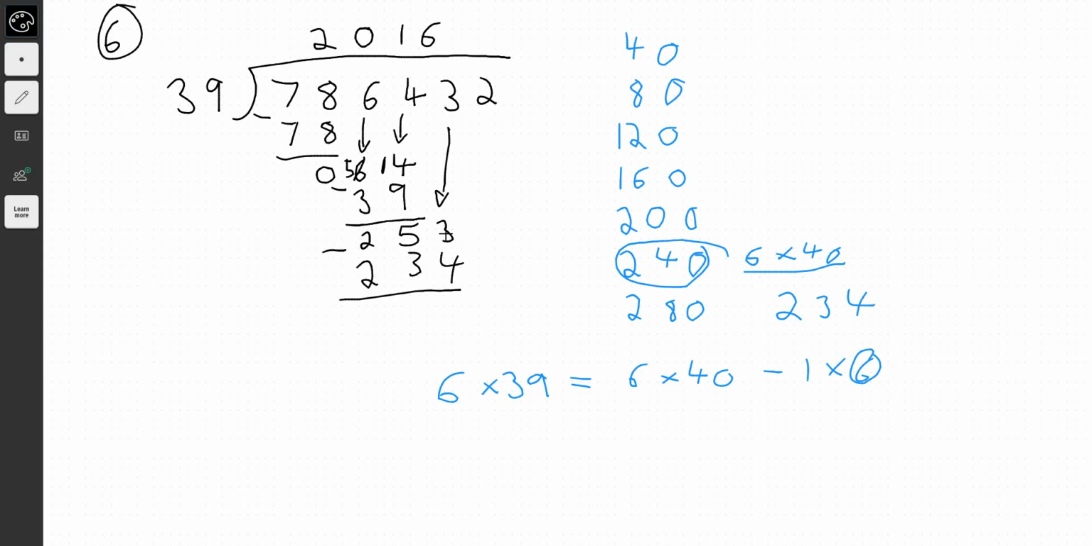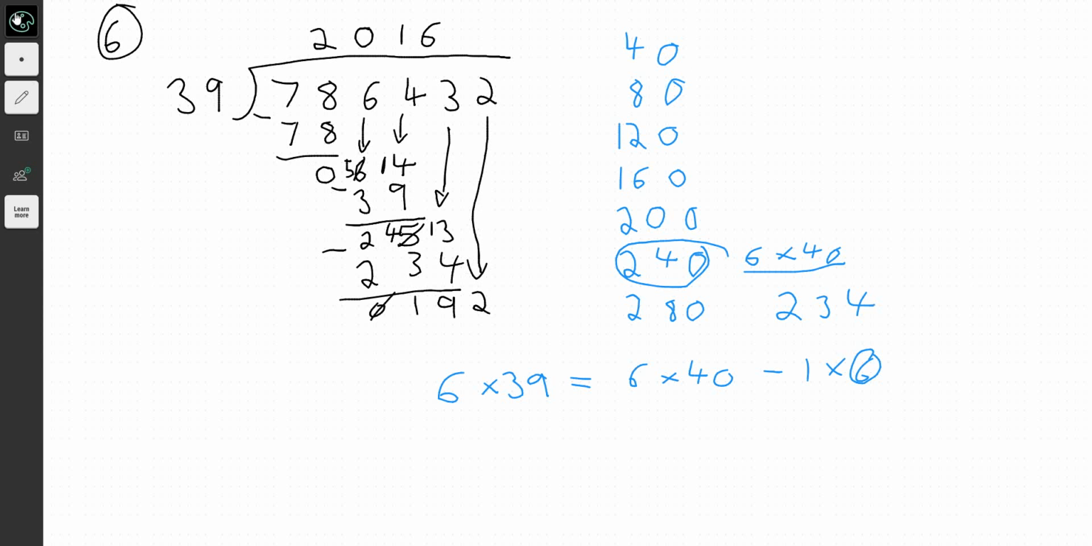Then we do our normal takeaway thing. So we start off with 3 take away 4. Well, we can't do that, so we need to borrow a 10 from the 5, turn it into a 4, and turn the 3 into a 13. 13 take away 4, that's going to give us 9. 4 take away 3 gives us 1, and 2 take away 2 gives us 0. And then we bring down the 2. So now we've got to find how many times 39 goes into 192.